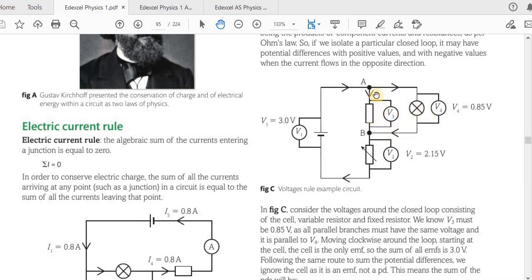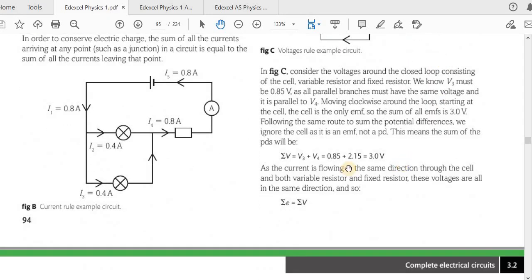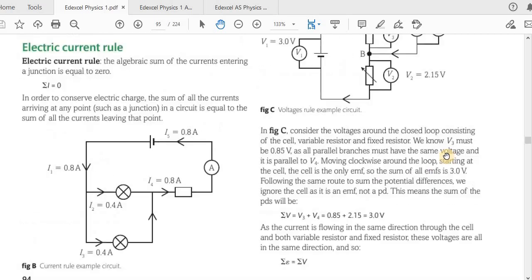Now in this loop, there is no EMF, so it's only the potential differences, because this is a component that is using electricity, and this is also a component that is using electricity. So the sum of EMFs around this loop is 0. That is the loop that contains the fixed resistor and the lamp. So here it should be 0.85, and this way down also 0.85. So when you go around the loop, it's plus 0.85 minus 0.85, which gives you 0.